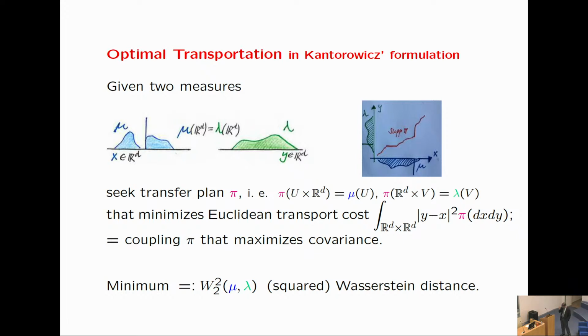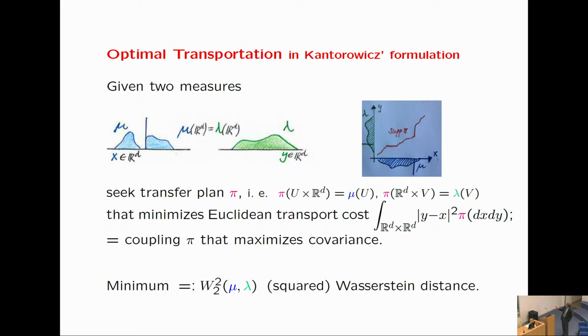And taking the square is very natural from a statistical point of view. It's very natural for several reasons, but in statistics, it amounts to finding a coupling of these two random variables that maximizes the covariance, which you can see from expanding the square here.